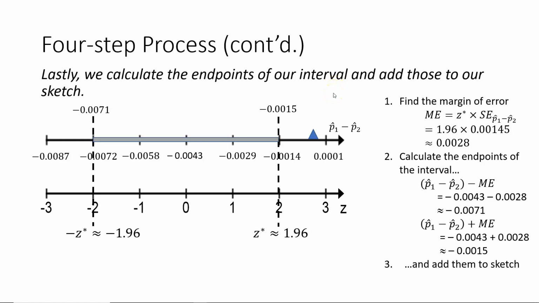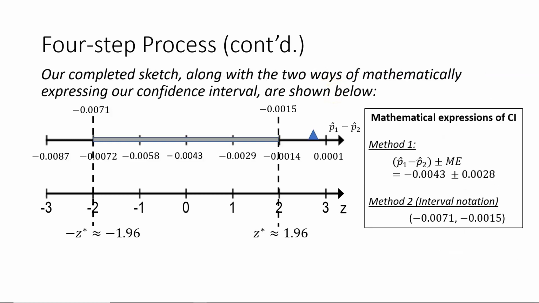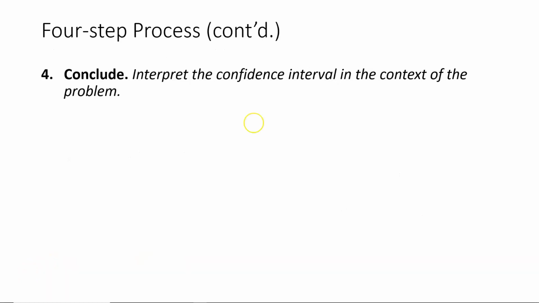On the next slide, I've shown the completed sketch along with 2 ways of mathematically expressing our confidence interval, which you can see in the box. So method 1, where I took the point estimate and add and subtract the margin of error. And then the second one using interval notation, where I show the left and right endpoints enclosed in parentheses. Now that we've finished the calculate step by drawing a sketch, we move on to the fourth and final step of our four-step process, which is conclude. We're going to interpret the confidence interval in the context of the problem.